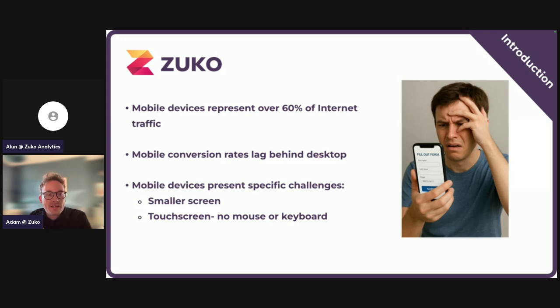Now, we work in form optimization generally. There are general principles around form optimization that are good standard things that everybody should be doing. But there are particular things on mobile that we should take extra care to look at, just because of how forms render on mobile phones. It's a smaller screen, you don't have a mouse, you don't have a keyboard, it's a touch screen. And these create certain challenges that are unique for mobile devices. So that's why we've decided to do this session today, looking specifically at things you can do on mobile.